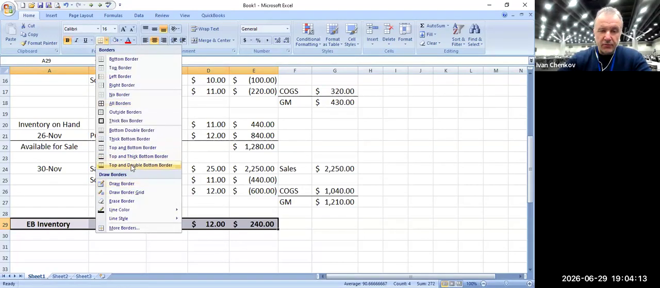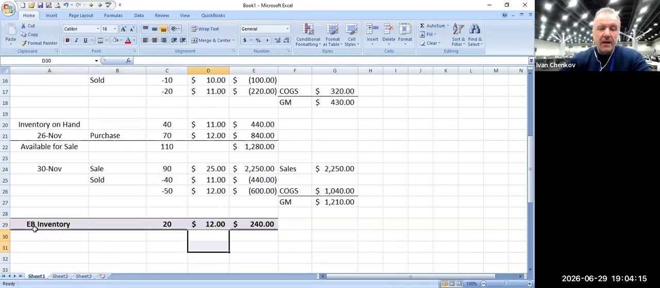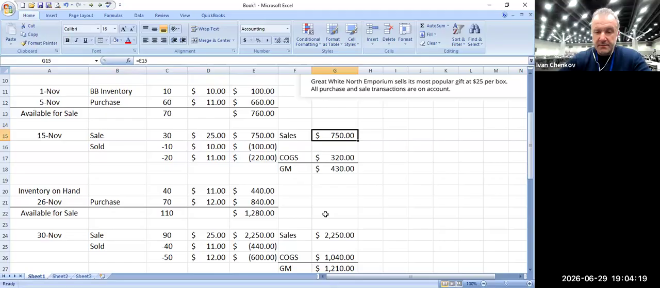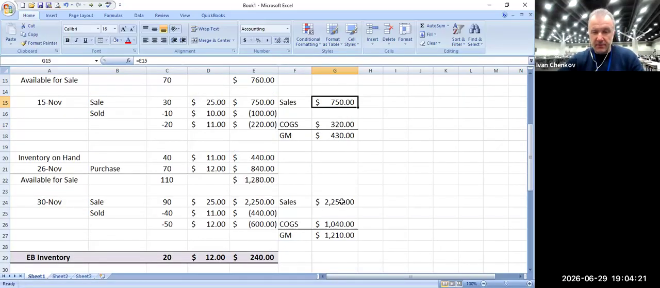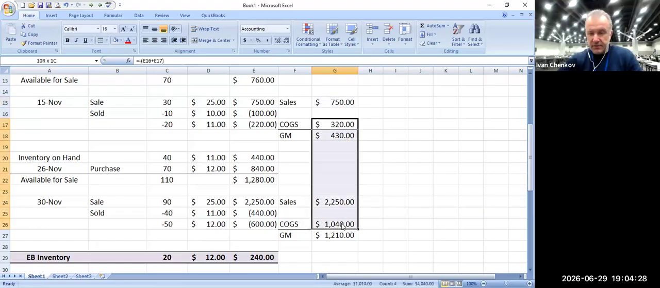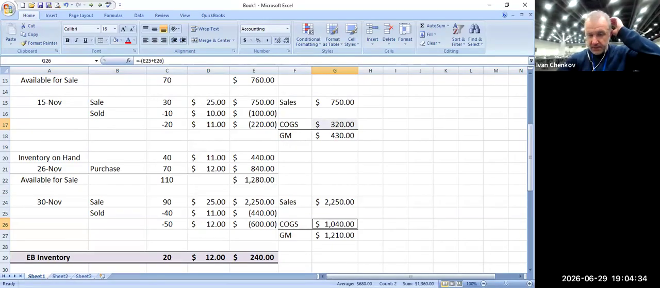So at this point, what do we know? We know our ending inventory, which is going to stay on the balance sheet. We know on the income statement, we have those two sales, total sales of $3,000. We know our cost of goods sold, which is total cost of goods sold will be, in this case, 1,360, and we know our gross margin, which is $1,640.